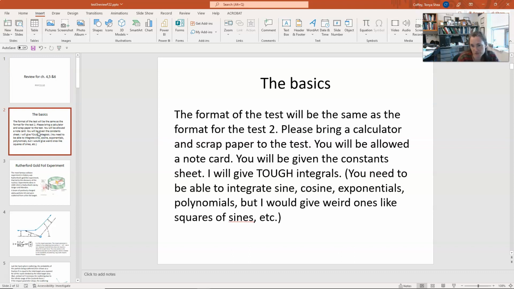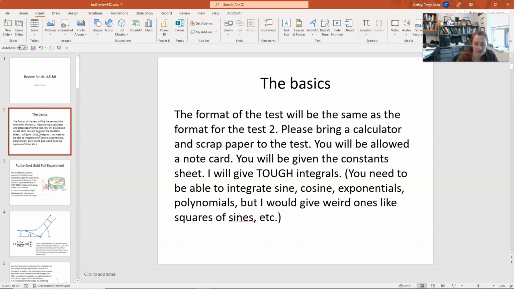There'll be 10 multiple choice questions. You'll have to show your work for all questions. If you don't show your work and you get it wrong, you get no partial credit. But if you show your work and you get it wrong, then you will get some partial credit depending on how close you are to the right track there.